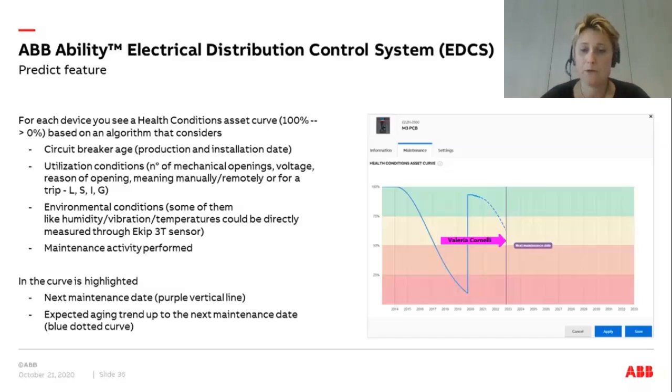But it's not all, because we also consider the environmental conditions where the breaker is installed. In particular, we consider humidity, temperature, dust level, corrosion level, and vibration. Last but not least, we have the maintenance activity, which is well represented in the graph.